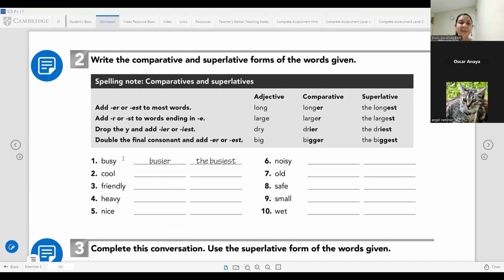For example, we have busy. It ends in y, so I drop the y and I write ier. And the busiest. Okay, about cool. Cooler. We add er, cooler, and in the superlative form, the coolest. Exactly. Can you complete the other ones? Can you complete them? And give me a moment.